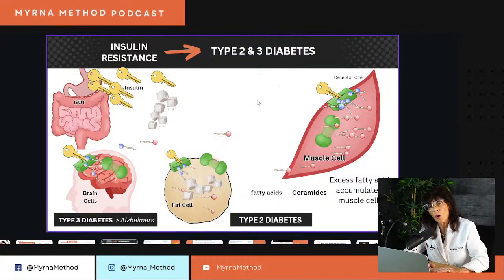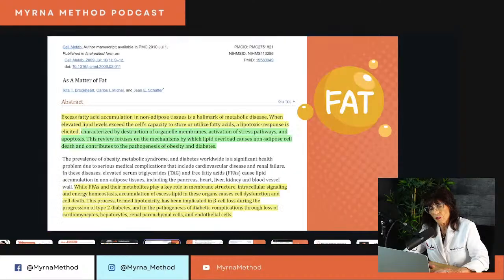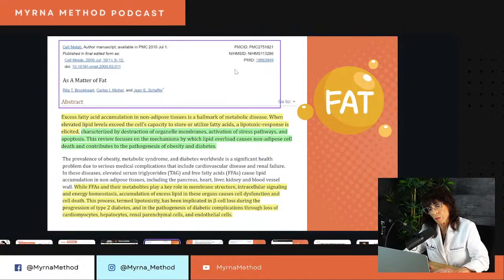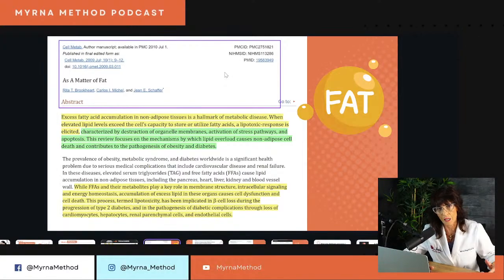But they don't look at the whole picture. They're just looking at the short term. And I do want to talk about these ceramides a little bit because I always want to bring some studies. So if you're here for the first time, you've never heard me talk about ceramides or insulin resistance.